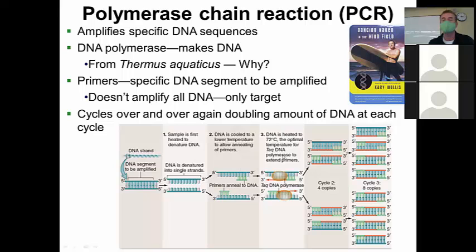Then the last part of the cycle, and all these just take a few seconds, is we heat the DNA up to 72 degrees. That temperature is ideal for the DNA polymerase to copy the DNA. And there it goes, adding bases, as we have talked about in the DNA replication chapter. So remember, this is all in a test tube. You understand that, right? So none of this is natural.